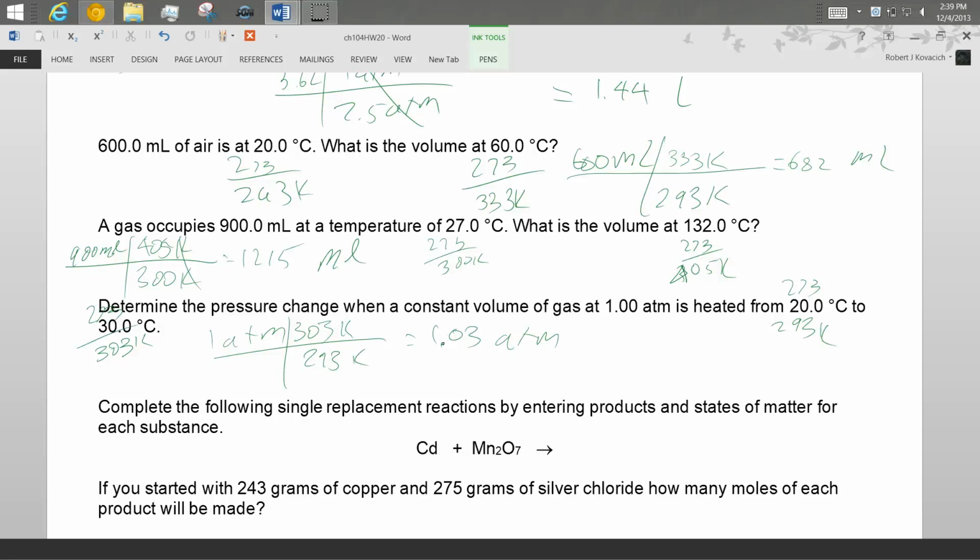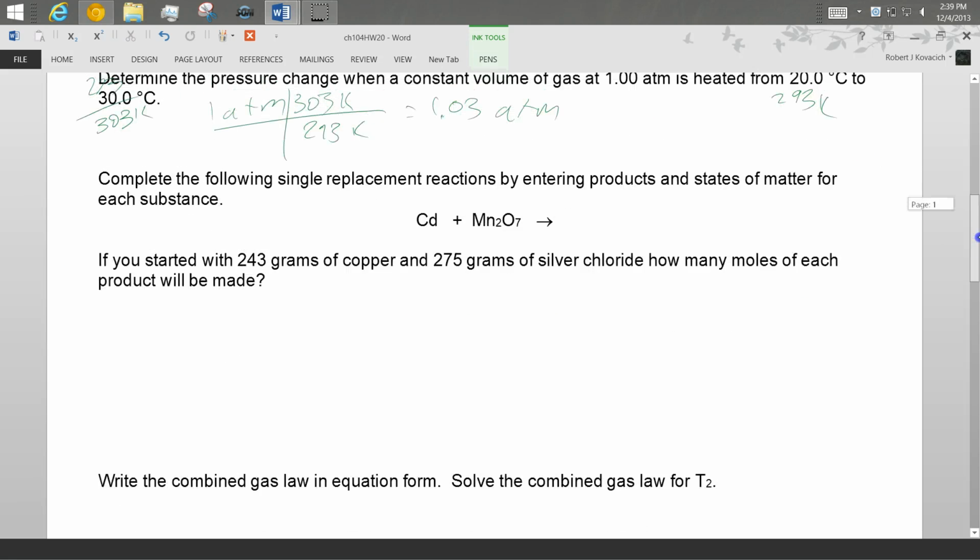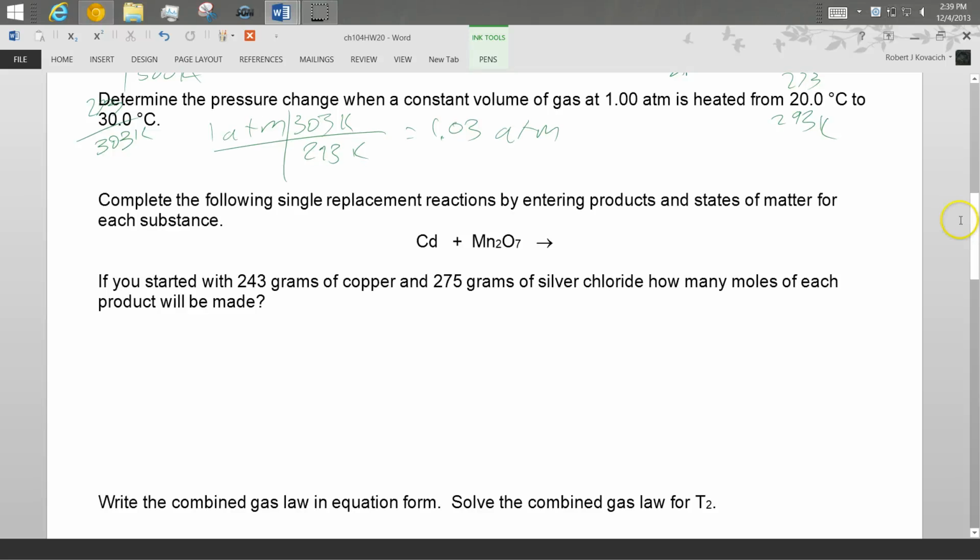All right, so now we want to talk about a single replacement reaction here. If it's a single replacement reaction, which one of the two substances is going to get taken out of the binary compound? Which is what? Manganese. So the manganese gets booted out. Why doesn't the oxygen?